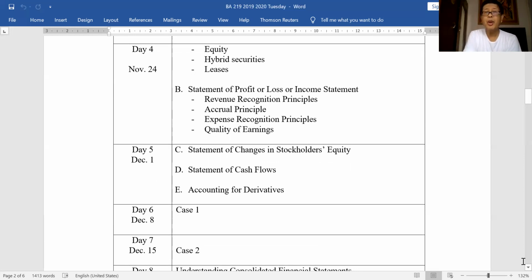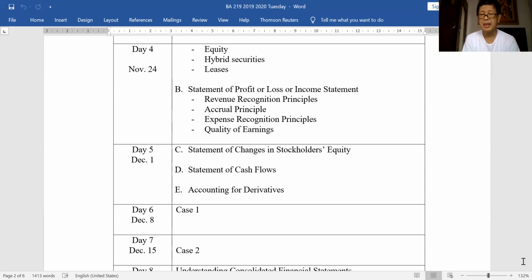When we talk about the income statement, we'll talk about certain accounting principles and what are the attributes of good quality of earnings. When we discuss this part, I want you to realize that when faced with an income statement or the statement of profit or loss, you must be able to figure out whether the income of a company is of good quality or of poor quality.